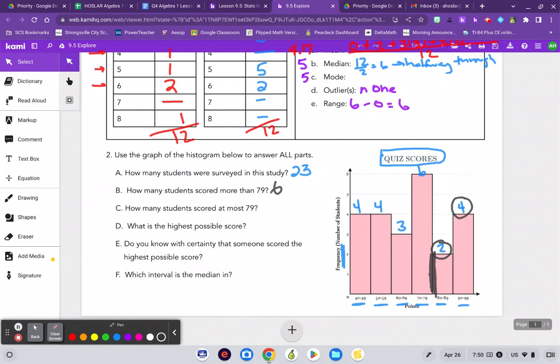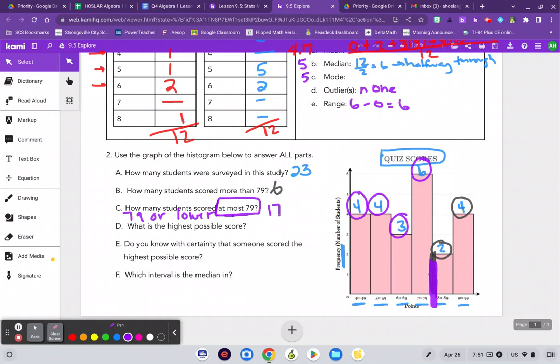How many students scored at most 79? At most 79 means the most they scored was 79 or less. So 79 or lower. Okay. So again, there's this break right here. So that's like up to 79 including it. So we've got 4 and 4 is 8 and 3 is 11 and 6 is 17. And that makes sense because 17 and 6 is 23. So that uses all of my data.